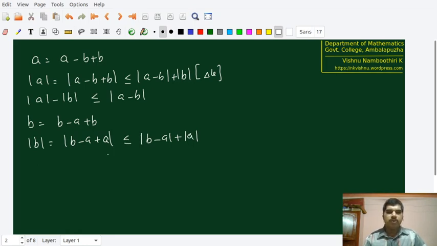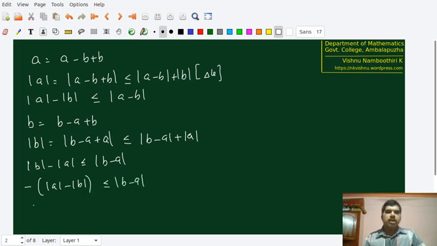Now we move this modulus of a to the left side, or we subtract modulus of a from both sides. We will get modulus of b minus modulus of a less than or equal to modulus of b minus a. But this is nothing but minus of mod a minus mod b less than or equal to modulus of b minus a. So we are in a kind of situation where we have two inequalities here. This is the first inequality, this is the second inequality. The first inequality says something like this: x less than or equal to modulus of c.